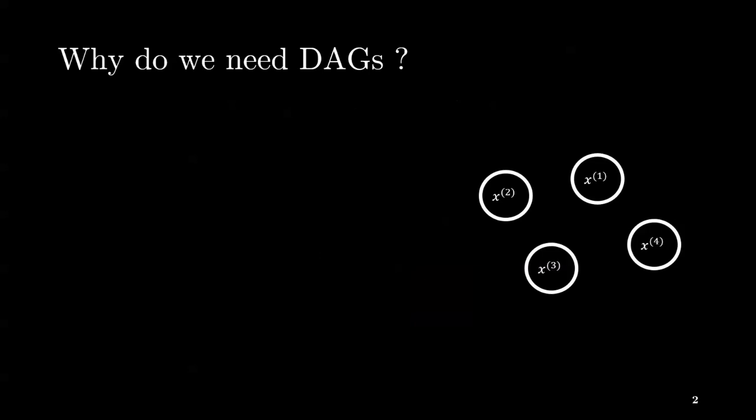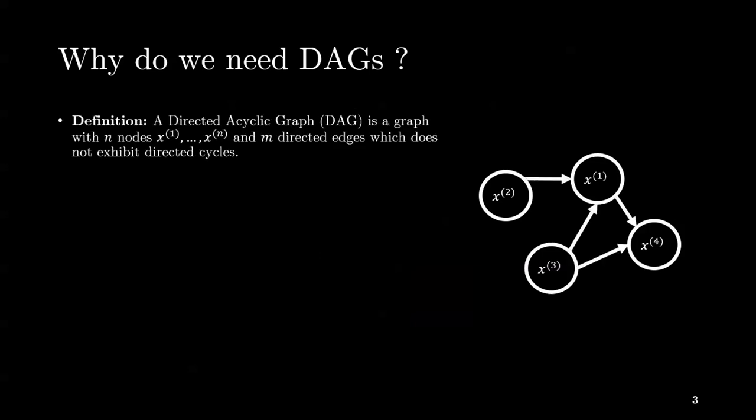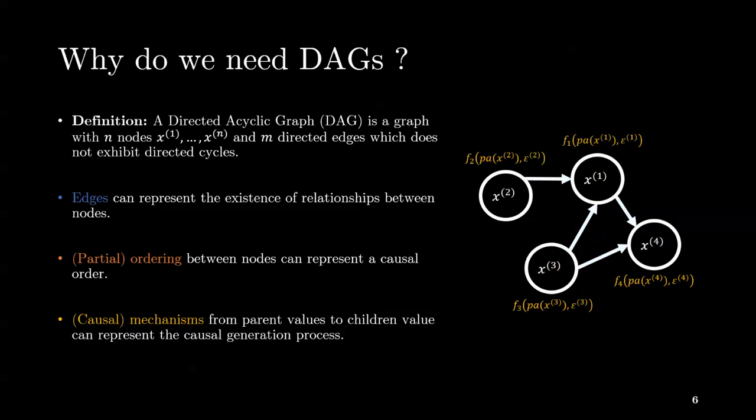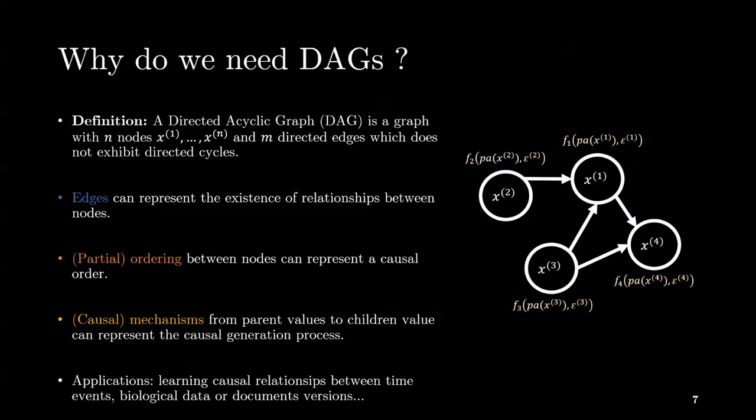Directed acyclic graphs, or DAGs, are very useful mathematical representations in machine learning applications. A DAG is defined as a graph with directed edges and without directed cycles. Typically, in real-world applications, edges can represent relationships between data samples, a partial ordering can represent causal ordering between data samples, and combined with transformations on nodes, DAGs can also represent the causal mechanisms which transform the values of the parent nodes in the value of the children node.